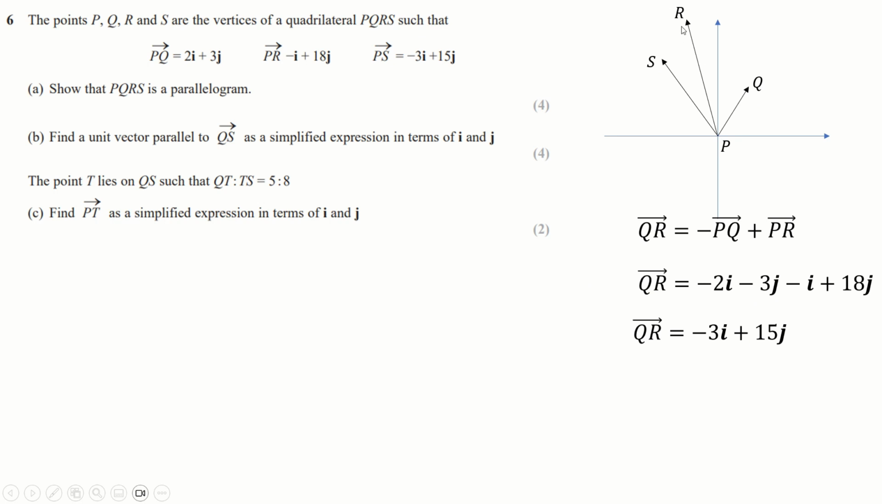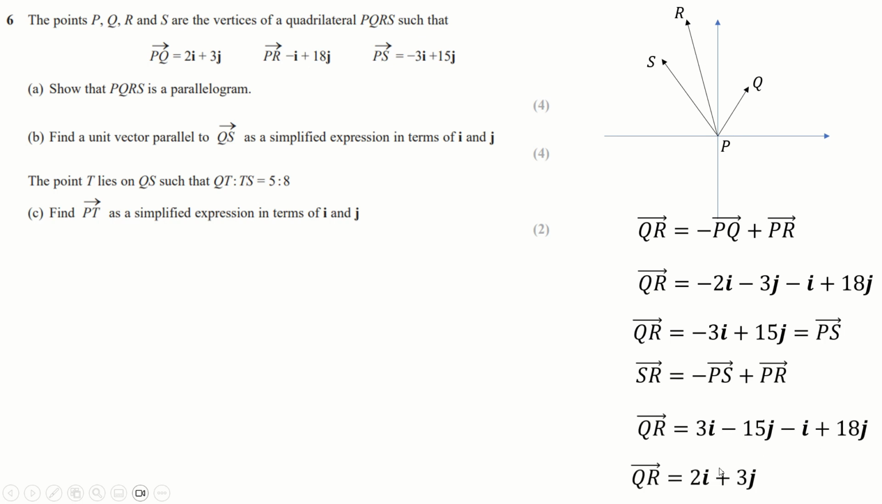Now let's consider SR. SR is just going to be minus this vector plus this one. So that's minus this one plus this one, I think. And so that's minus this one. Yeah, that's minus this one plus this one. Yep, cool. And we get this, which is equal to PQ.